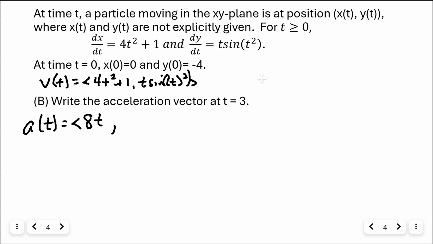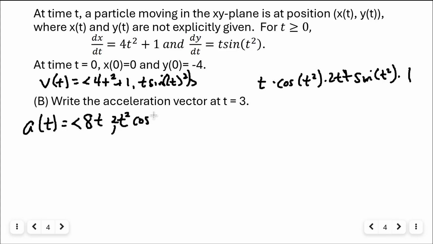Over here on the side, let's differentiate t sine t squared. We need the product rule for this. We'll leave the first one there. The derivative of sine t squared is cosine t squared times 2t, plus, leave sine t squared there, the derivative of t is 1. So the acceleration vector would be 8t, comma, 2t squared cosine t squared plus sine t squared.